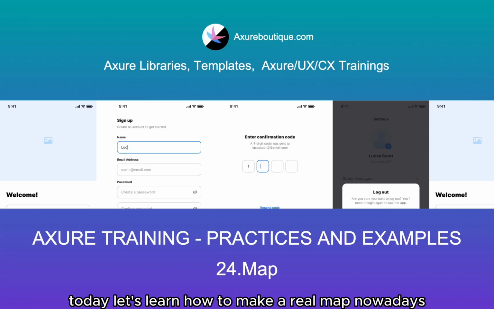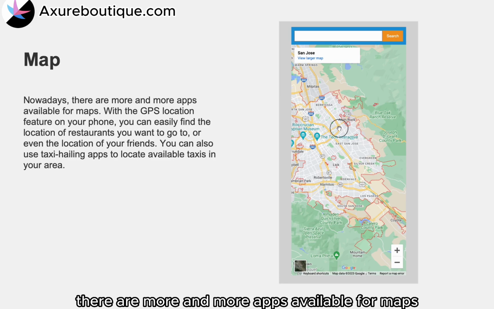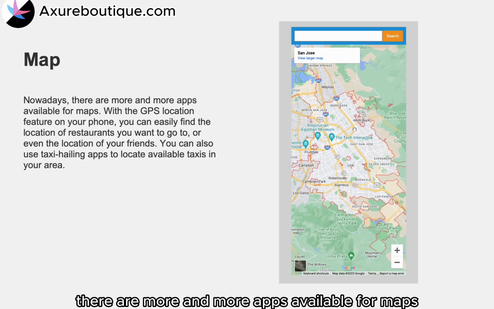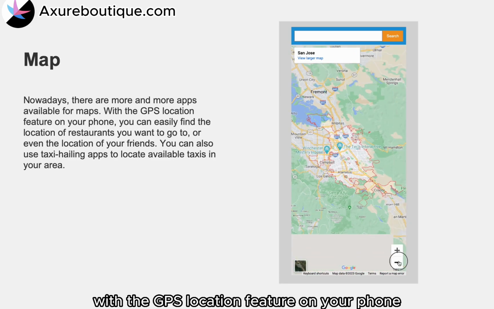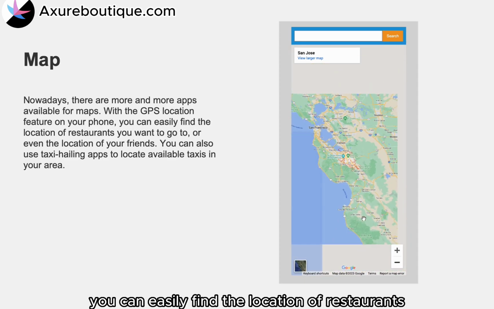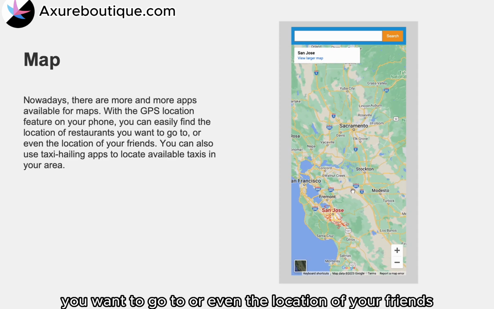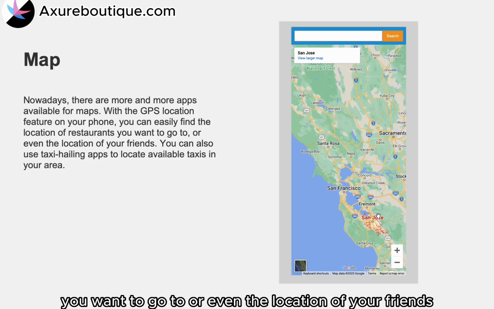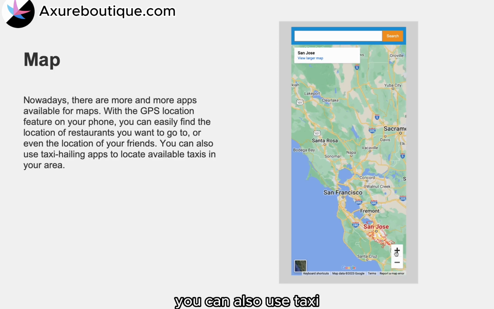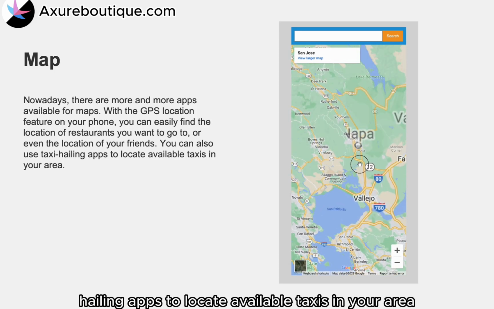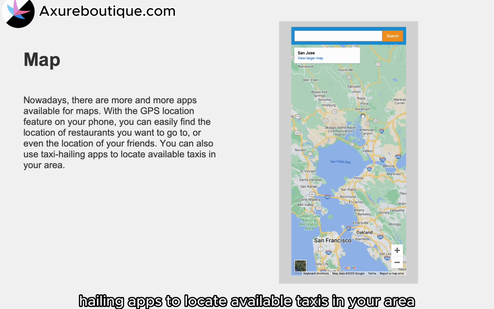Hello everyone, today let's learn how to make a real map. Nowadays, there are more and more apps available for maps. With the GPS location feature on your phone, you can easily find the location of restaurants you want to go to, or even the location of your friends. You can also use taxi hailing apps to locate available taxis in your area.